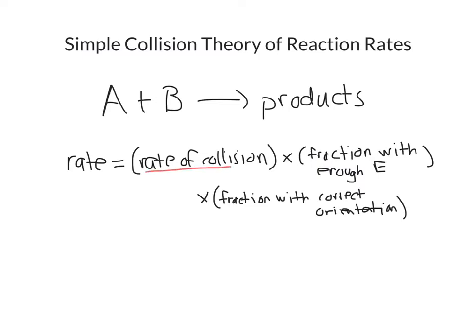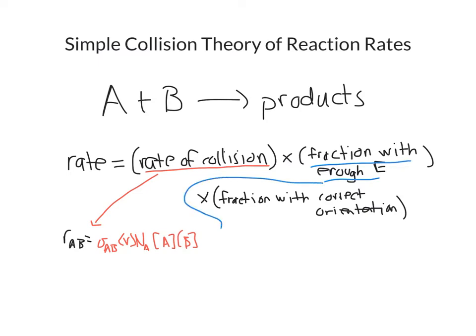Our collision rate is given by the cross-sectional area of the collision between A and B times the relative velocity of A and B times Avogadro's number times the concentration of A times the concentration of B. And our fraction with enough energy to react comes from the Maxwell-Boltzmann distribution and is the exponential of minus activation energy divided by RT. The fraction with the correct orientation is just going to be designated by the letter P, and that will designate the fraction that has the right orientation to react. And so when we multiply all of these things together, we should expect to get the reaction rate.